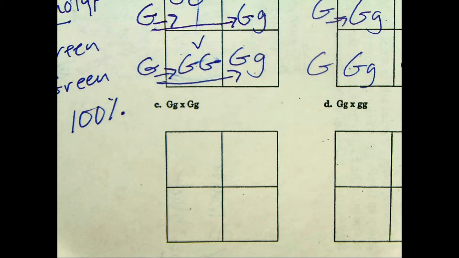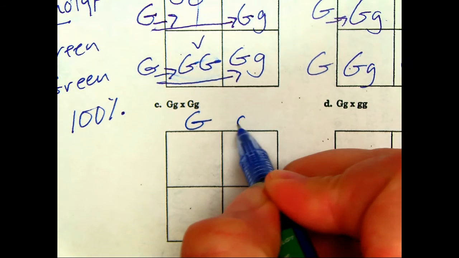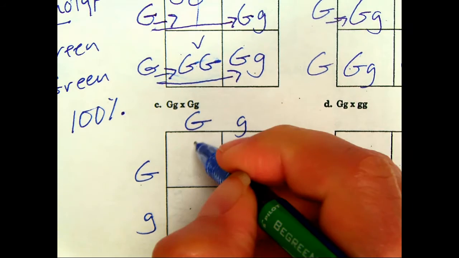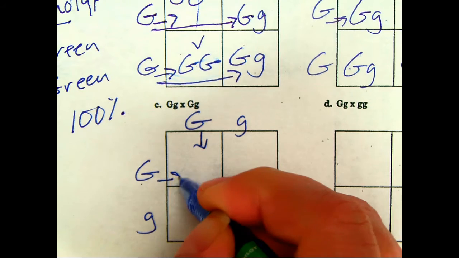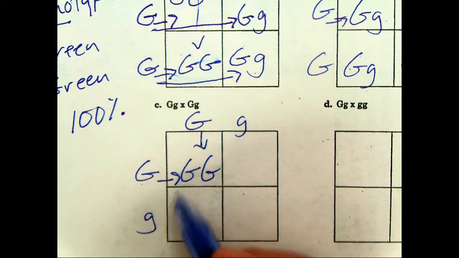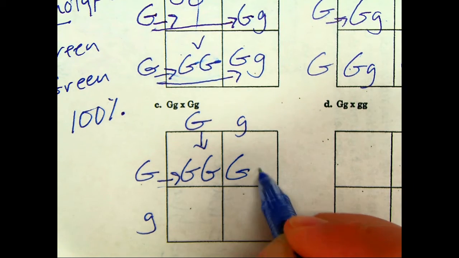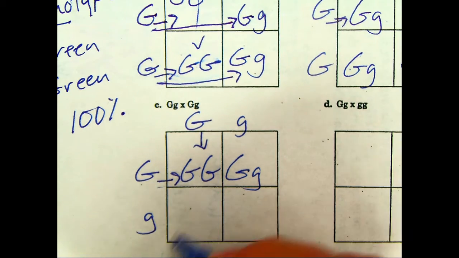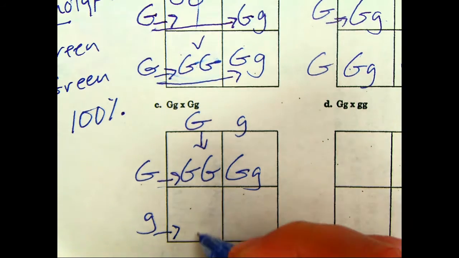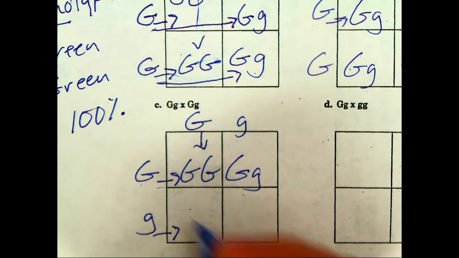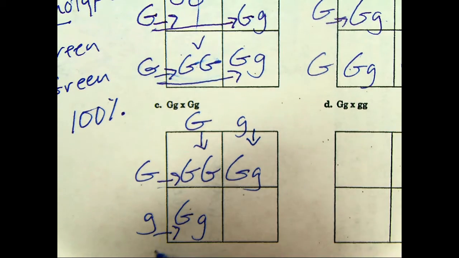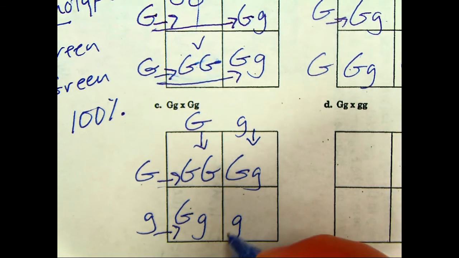Now, big G, little g by big G, little g. So again, I'm going to take this parent, big G, little g, the other parent, big G, little g, and where they meet, I'm going to put them in the box. So big G, big G, little g, because I'm bringing this one over and this one down. This one's going to come down, and this one's going to come over. And remember, I keep my capitals first. So big G, little g. And then these two are going to go into this box. So little g, little g.